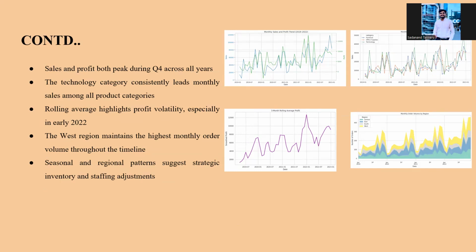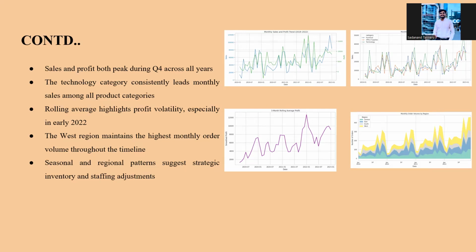So here in this slide, sales and profit both peak during Q4 across all years. The technology category consistently leads monthly sales among all product categories. The rolling average highlights profit volatility, especially in the year 2022. And the West region maintains the highest monthly order volume through the timeline. Seasonal and regional patterns suggest strategic inventory and staffing adjustments.